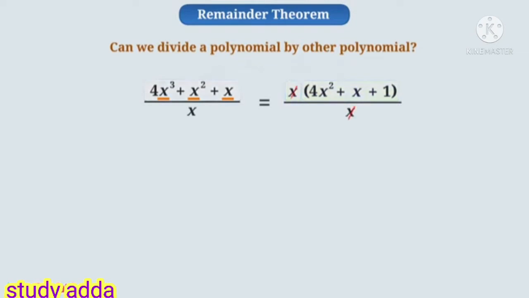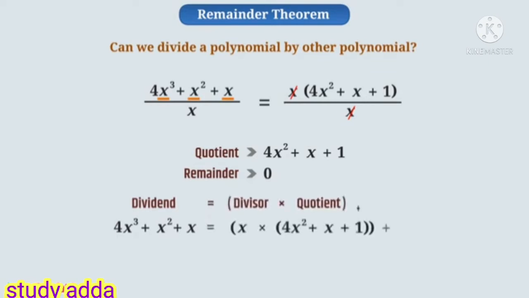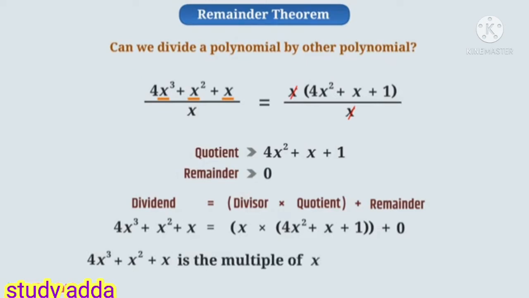Now, by cancellation, we get quotient 4x square plus x plus 1 and the remainder 0. We can express this as dividend is equal to divisor multiplied by quotient plus remainder. So here 4x cube plus x square plus x is the multiple of x and 4x square plus x plus 1.